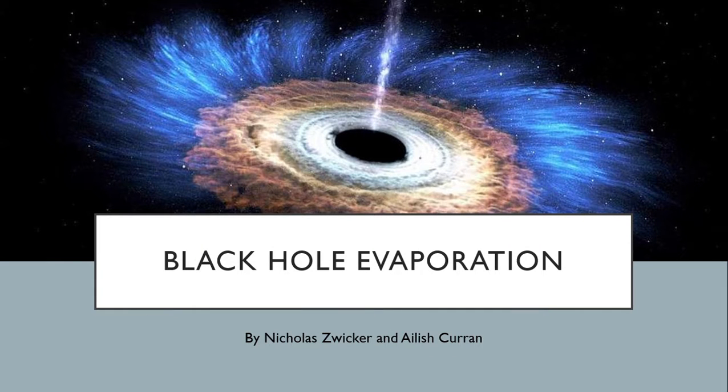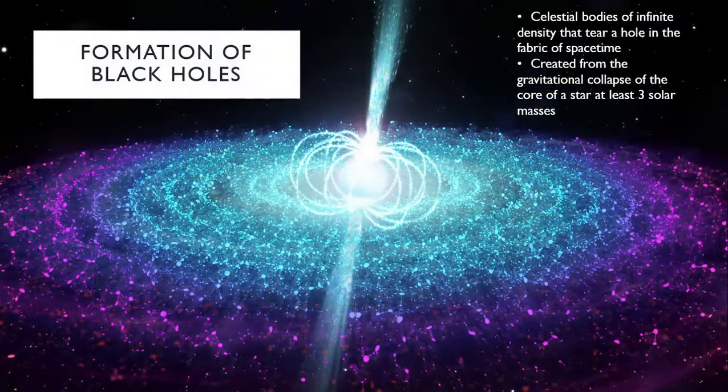This is Black Hole Evaporation by Nicholas Swicker and Elish Curran. Black holes are celestial bodies of infinite density that create a hole in the fabric of space-time. They are created from the gravitational collapse of the core of a star of at least 3 solar masses.